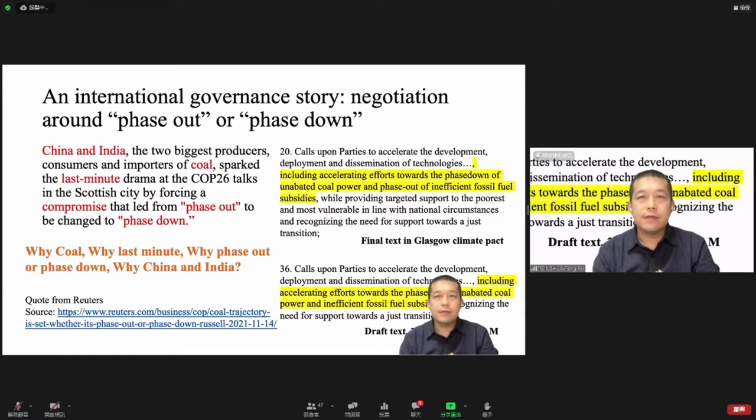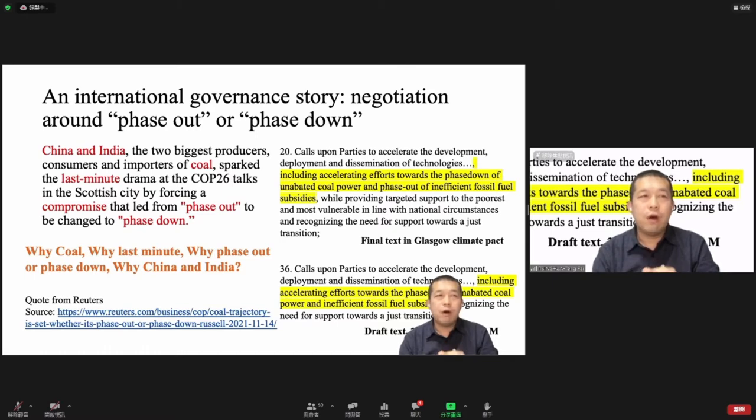But if you compare with the draft text, which was proposed by the chair before the close of the negotiations, you can see that they generally used the words phase out unabated coal power instead of phase down. And then there were a lot of media reports on this.